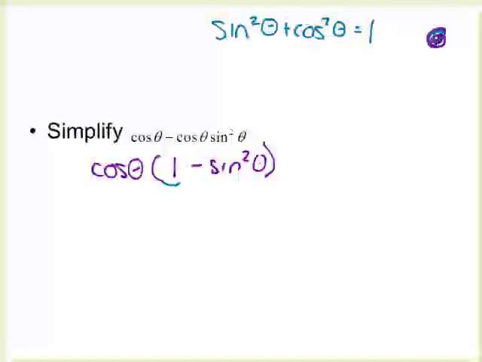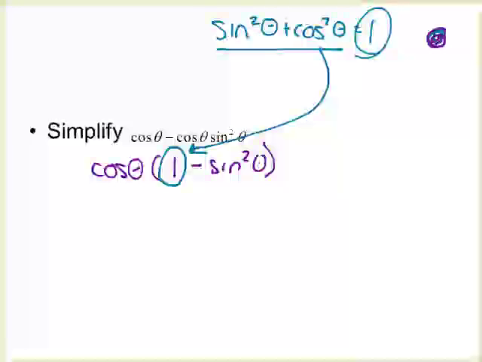So I'm going to take this 1, and I'm going to say that 1 is equal to sine squared plus cosine squared, and change out that 1 for sine squared plus cosine squared. It seems a little counterproductive because we're actually going to make the problem messier for a moment. But sometimes we have to do that.